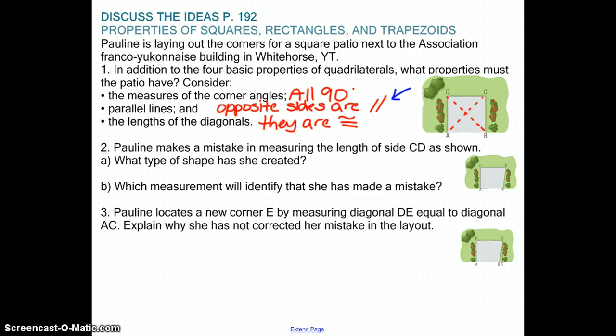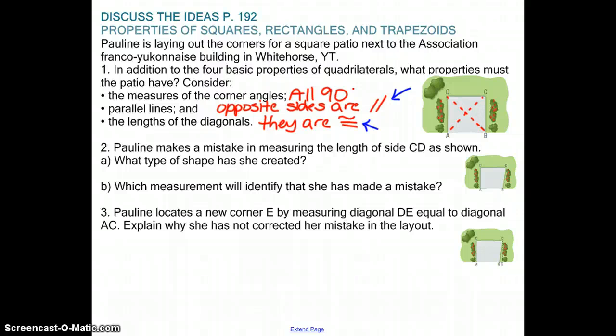Also, the lengths of the diagonals, they are congruent. So if you'd measure from B to D and from C to A, those would be the exact same distance. This is our symbol for congruent. We always use congruent with shapes because shapes do not have an actual number value to them. So if we're talking about lines, we can say the lines are congruent.